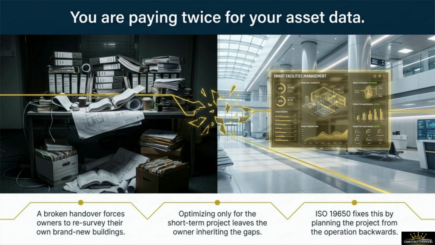ISO 19650 completely fixes this structural failure by forcing organizations to systematically plan the project from the long-term operation backwards. By reversing our planning model, we protect the owner from losing the critical information they have already paid for. Let's establish our explicit educational milestones for this lesson to understand how this is achieved.